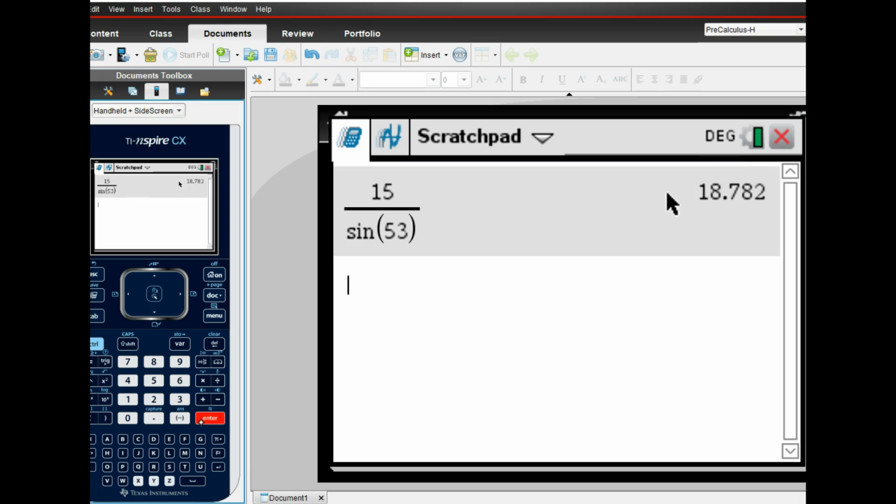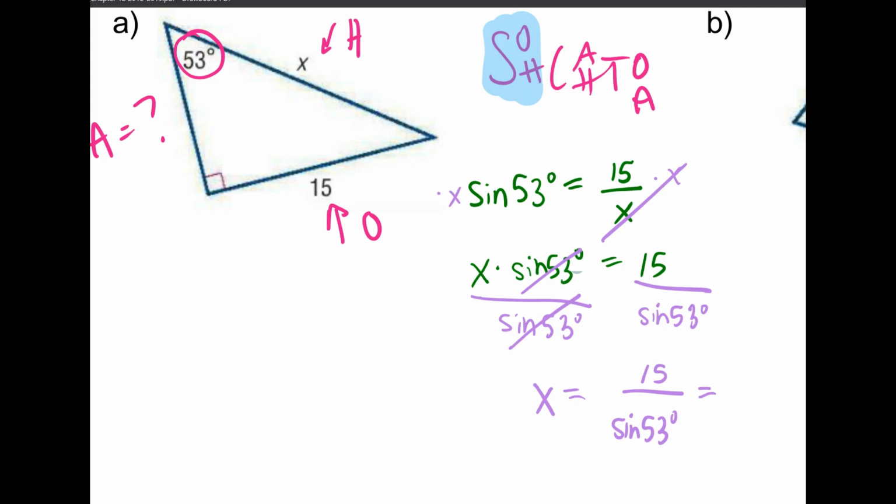Push enter, and guess what? 18.78, but we're supposed to round to the nearest tenth, so I write 18.8. It's not degrees, it's the side length, so it's just 18.8. It says to round to the tenth, and that's what we're doing.